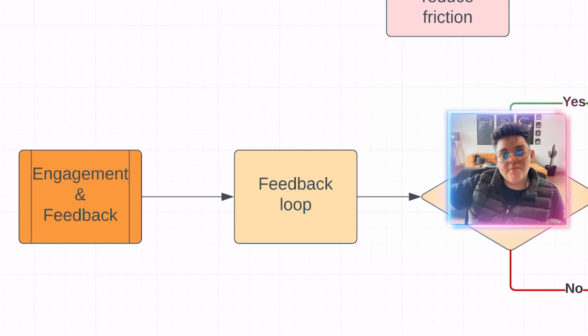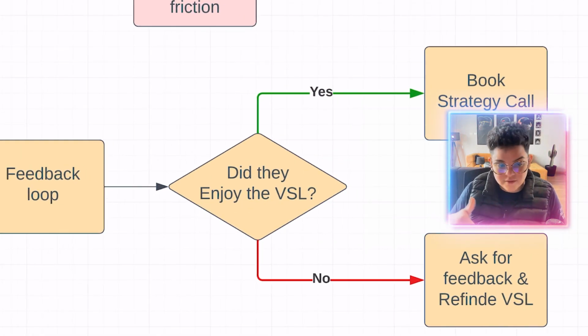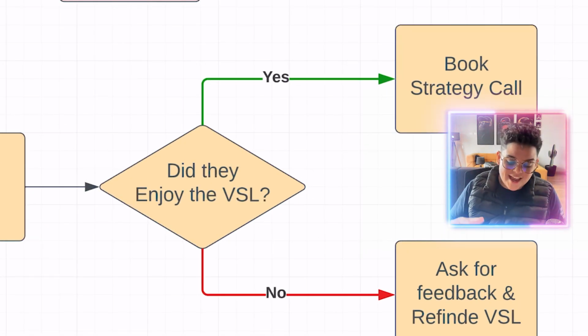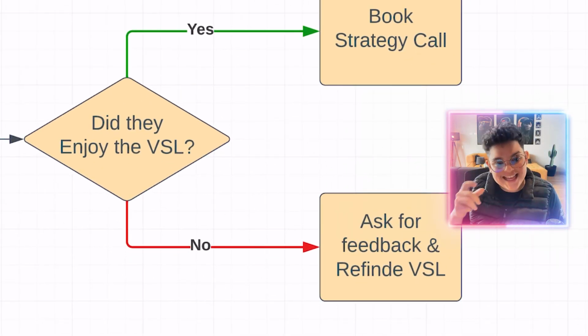Okay, and then we go into engagement and feedback. So we want to do the feedback loop. We want to understand, right? What did you think about the video, right? And then you have to ask yourself, did they enjoy the VSL based on that feedback, right? If they did, you want to move forward with booking the strategy call. If they didn't, you want to ask for feedback and then take that feedback and refine your video sales letter.